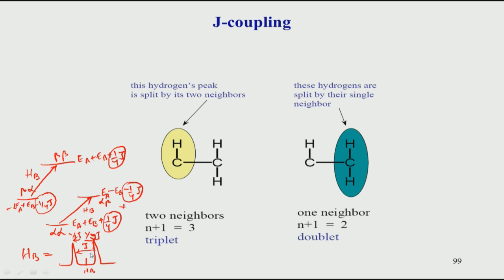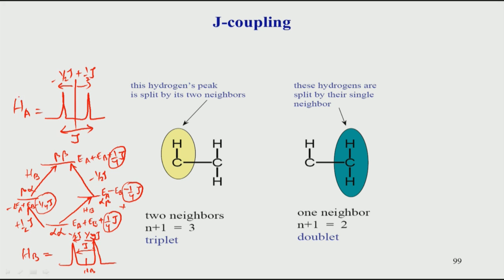The same situation will happen for A. In the case of A, your peak will now not be one single peak, it will get split into 2 because of this transition here. Now, it has got minus 1 by 2 j this side, and here it is plus 1 by 2 j this side. So, compared to the earlier scenario, it gets split into 2, one goes to minus 1 by 2 j this side, another goes to plus 1 by 2 j this side, and the total difference becomes j. So, H a has got split into 2, H b also has got split into 2. So, this is basically the explanation of where the j coupling comes from.